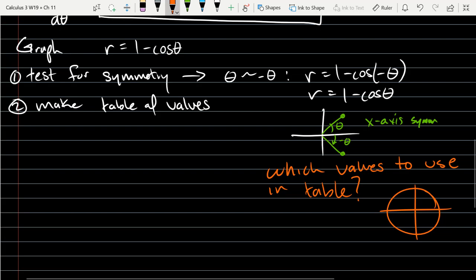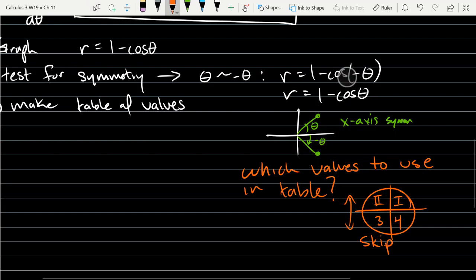So we have x-axis symmetry. If I skip 3 and 4, I can use 1 and 2 and flip it over the x-axis. So that's what we're gonna do. We're gonna skip 3 and 4, and use 1 and 2. Any questions about that? We're gonna use quadrant 1 and 2, because especially quadrant 1 is always easy. I like to always go with quadrant 1, and in this case we'll use 1 and 2 and then flip it over to 3 and 4.